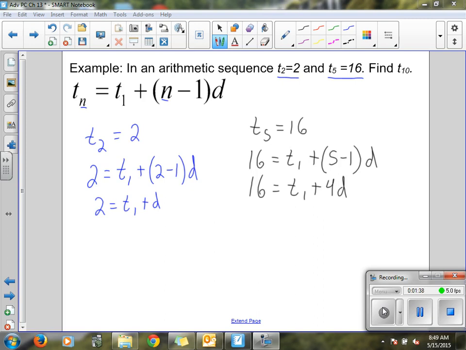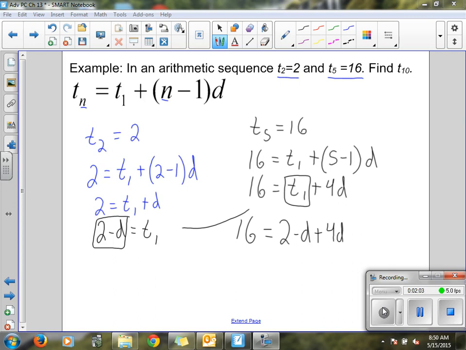Now from here, we need to solve for t sub 1 and for d. So looking at my second equation here, I am just going to subtract the d over, get 2 minus d equals t sub 1, and then substitute that into the other equation for t sub 1. So we'll get that 16 equals 2 minus d plus 4d. And then subtracting the 2 over and cleaning up the right side, we get 14 equals 3d. So dividing both sides by 3, we get that 14/3 is equal to d.